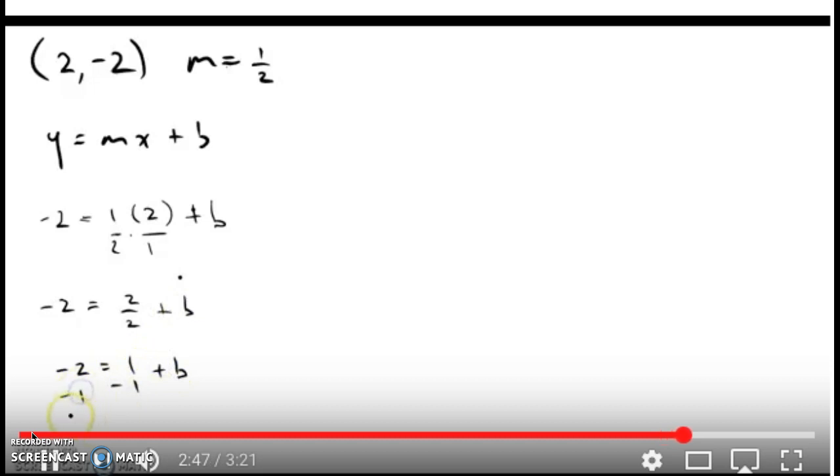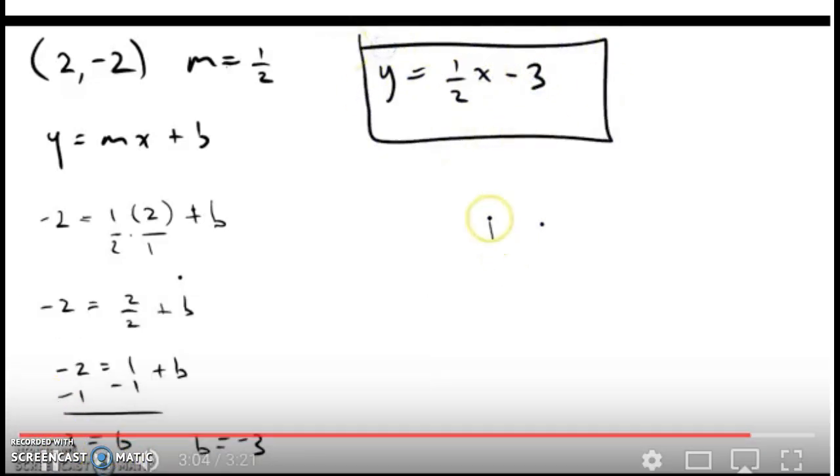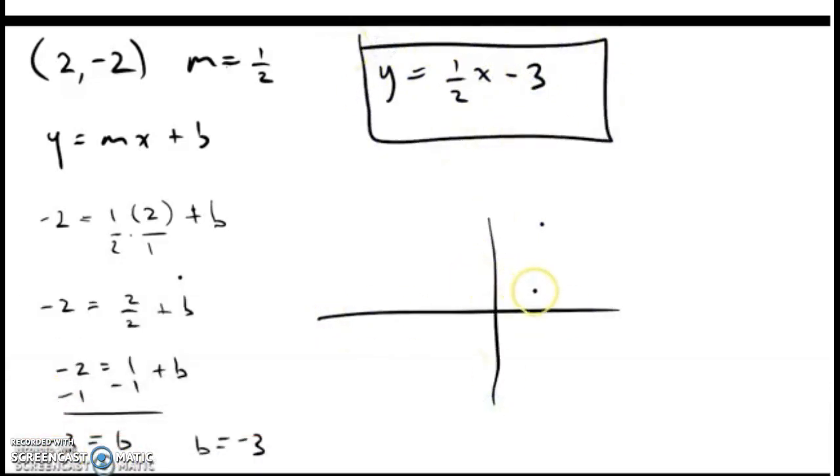Okay, so subtract 1 and we find out that b is negative 3. So finally we can rewrite our equation to be y is equal to 1/2 x minus 3. And that's it. And if we graph it, negative 3 is our y-intercept. It goes up 1 over 2. And our line's going to look something like that.